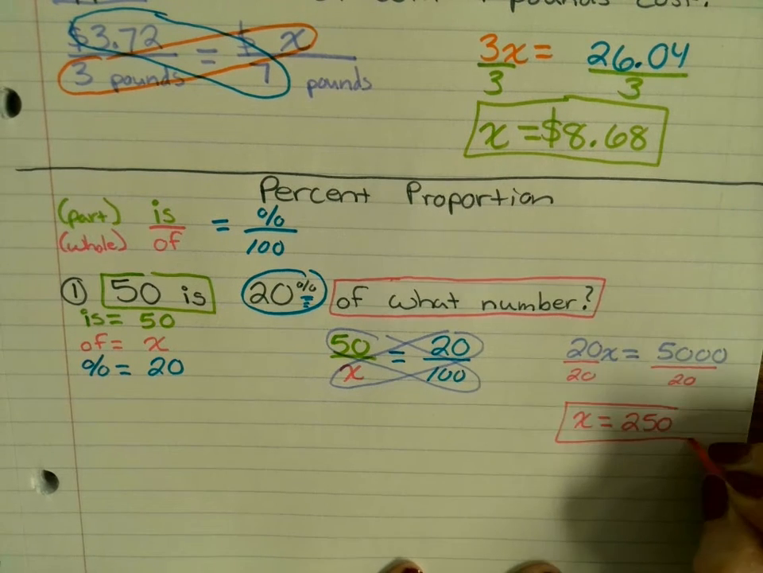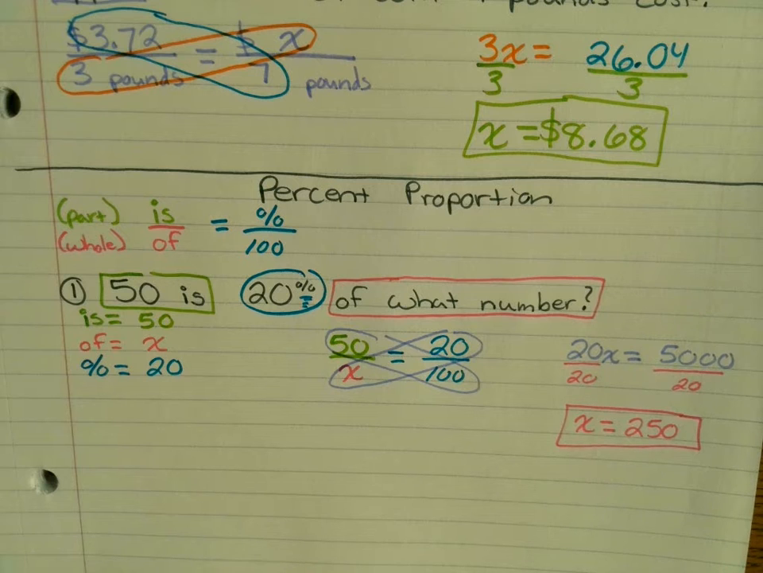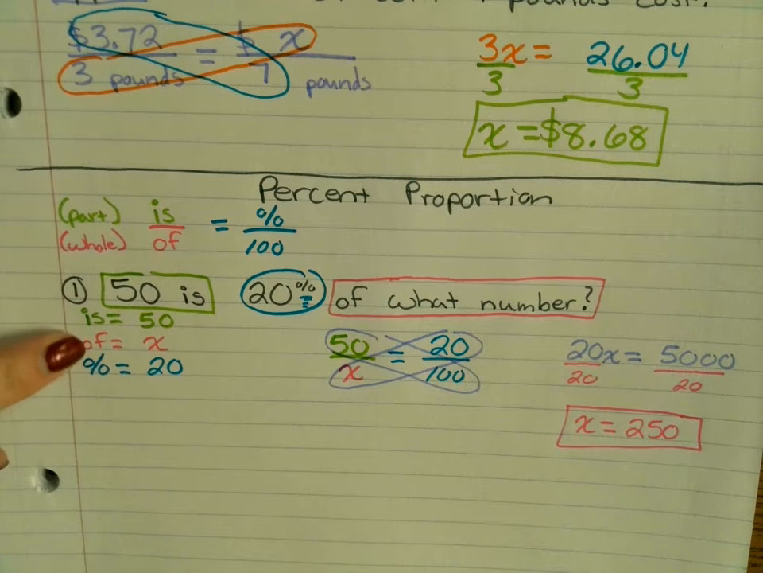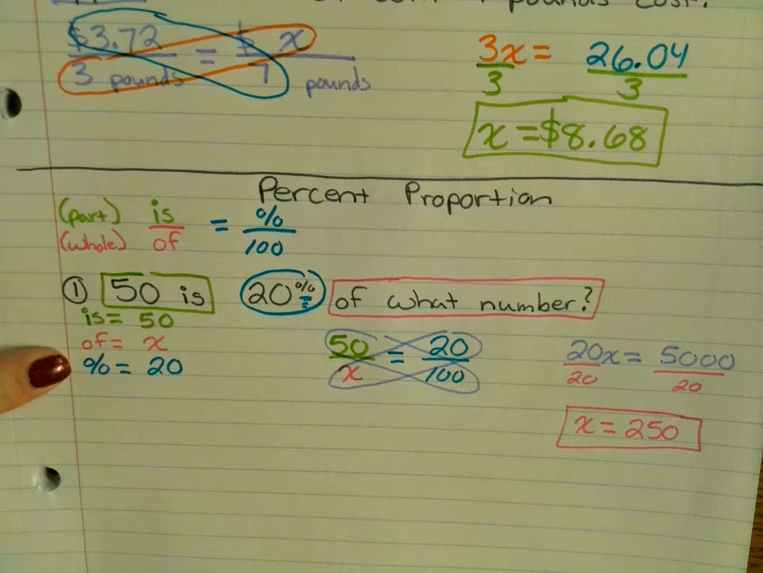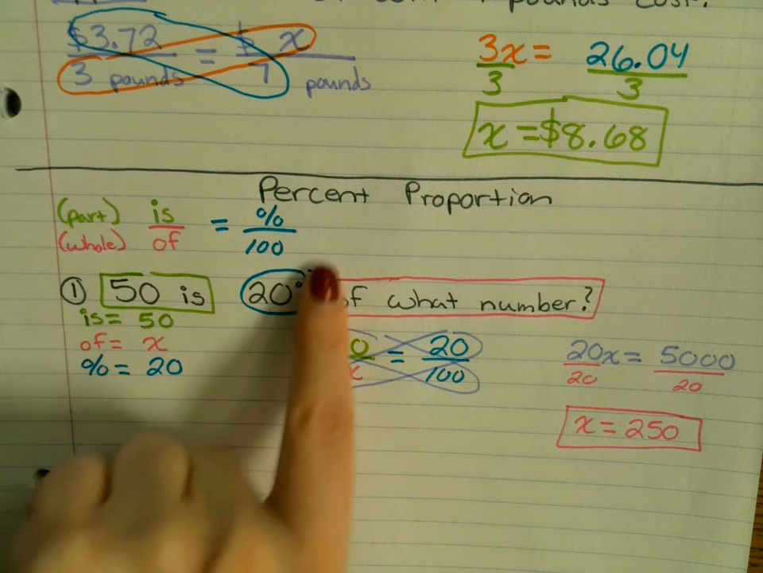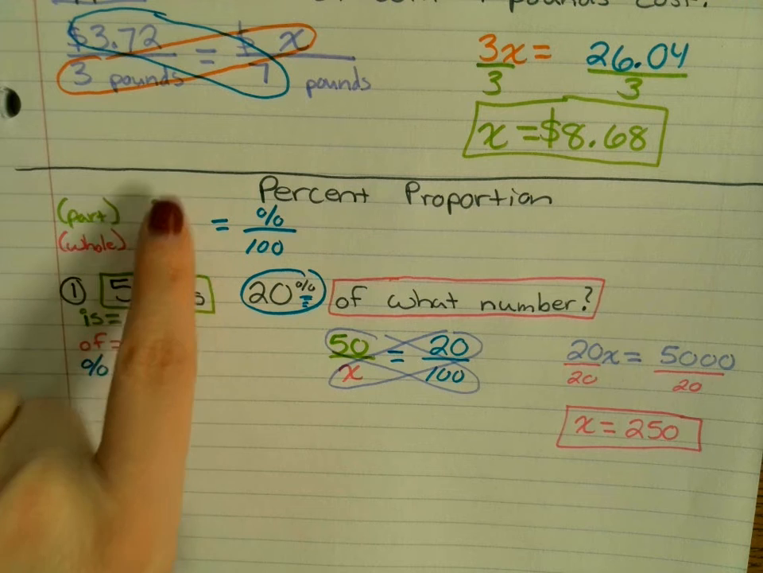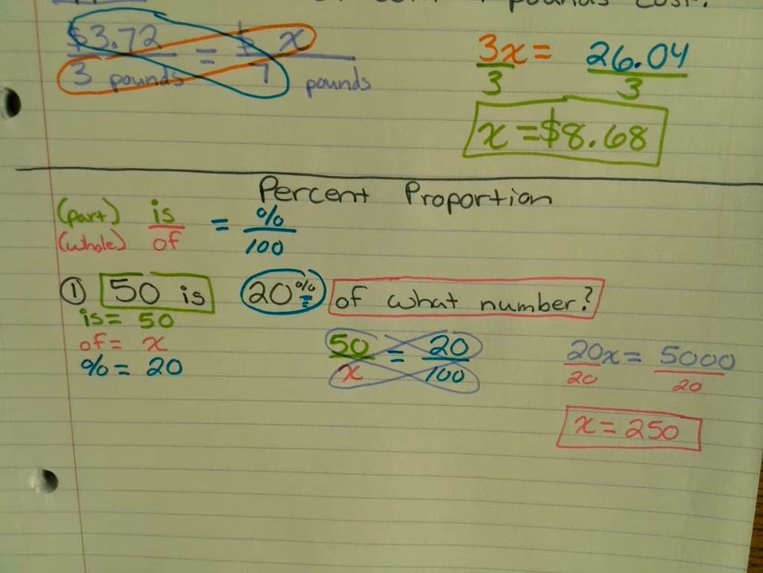So again, all you're doing is identifying which values your is, which values your of, which values the percent, and putting it in this proportion. Is over of, percent over 100. Okay, let's take a look at another one.